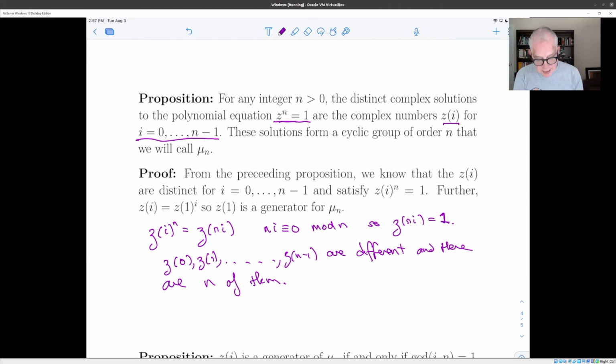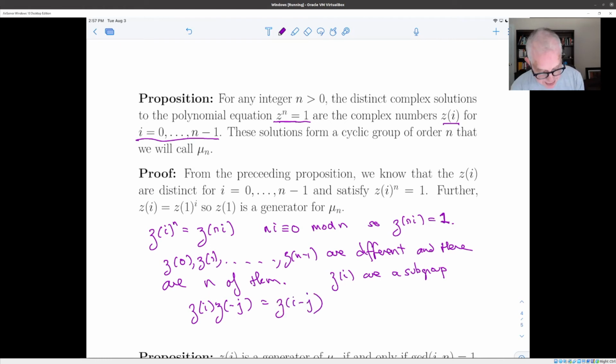And it's also true that if you multiply them together, to show that they're a subgroup, we just need to check that z of i times z of minus j, which is z of i minus j, is again in this group mu n, because any i is in there. N is fixed throughout all of this.